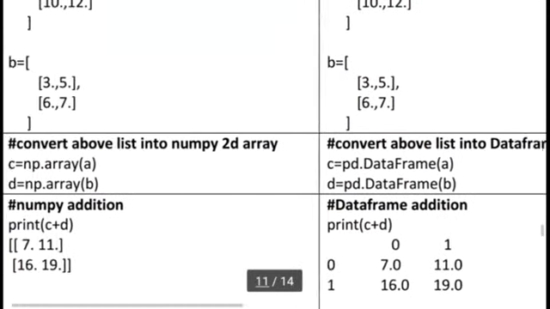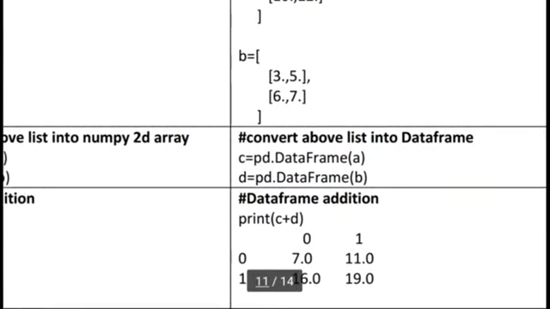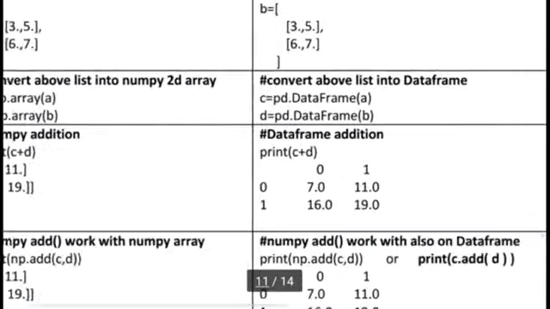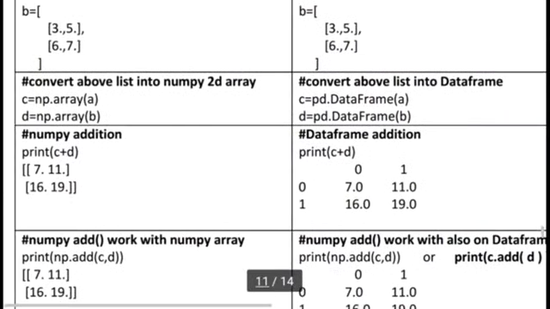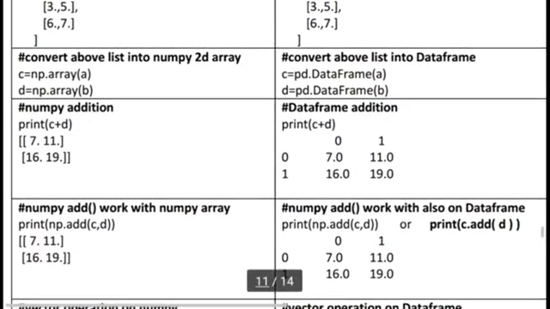So this is important. Here I am using np.array. Here I am using pd.DataFrame. Now, mostly the behavior is the same in numpy and in data frames while you add two different kinds of tables. So here I am using C plus D.